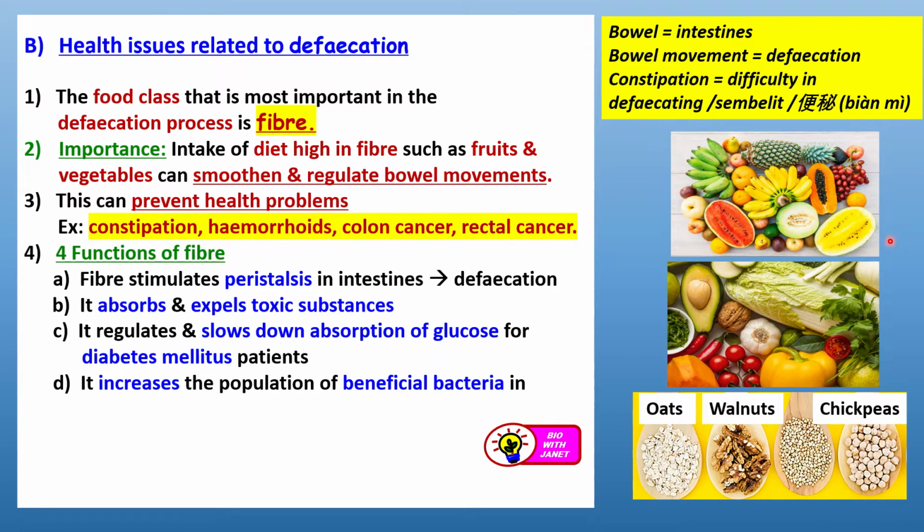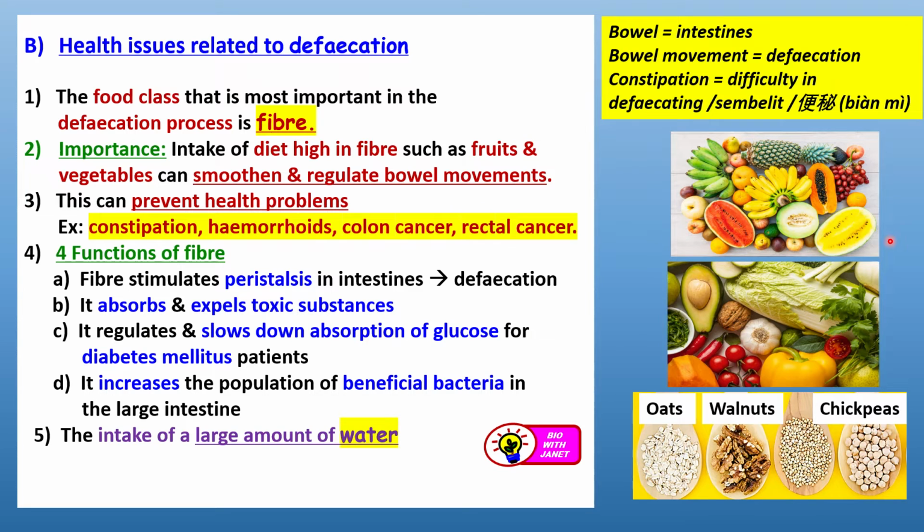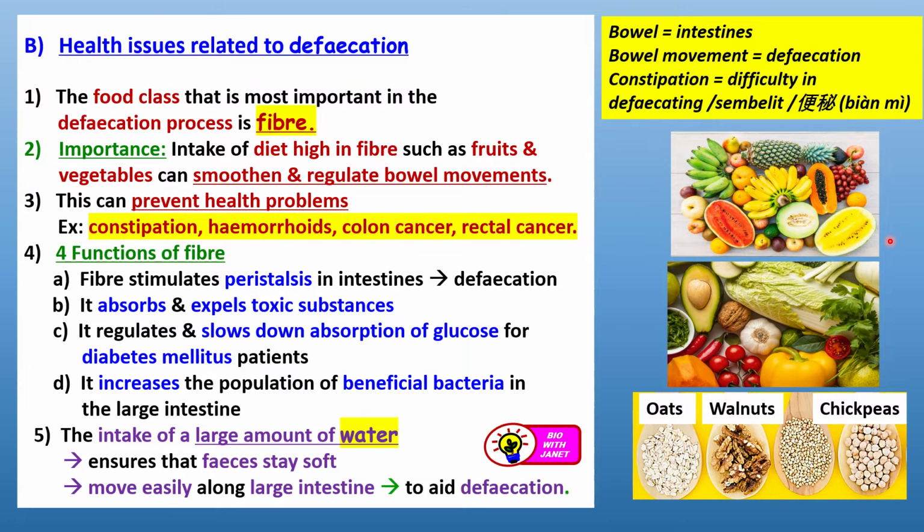Now, D, it increases the population of beneficial bacteria or good bacteria in the large intestines, all right, because it is the food for the beneficial bacteria. Now, number 5, apart from fiber, the intake of a large amount of water will ensure that feces stay soft and can move easily along the large intestine to aid defecation.